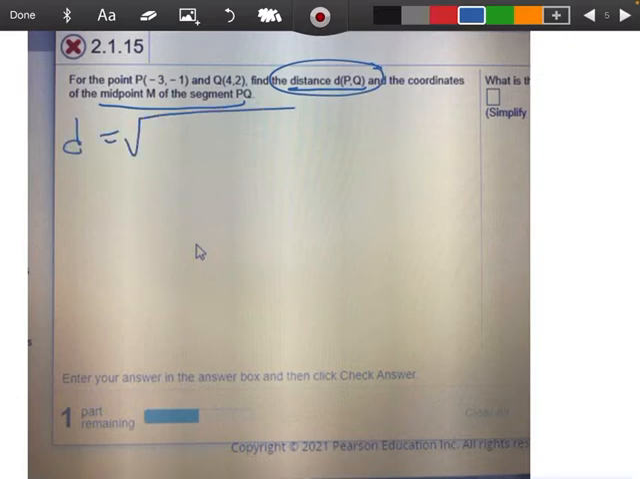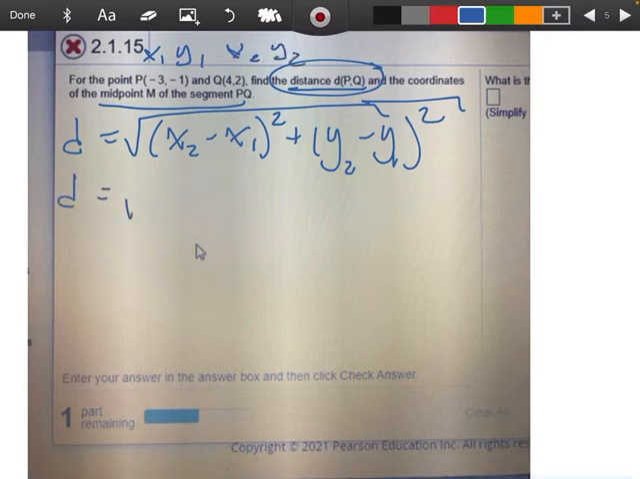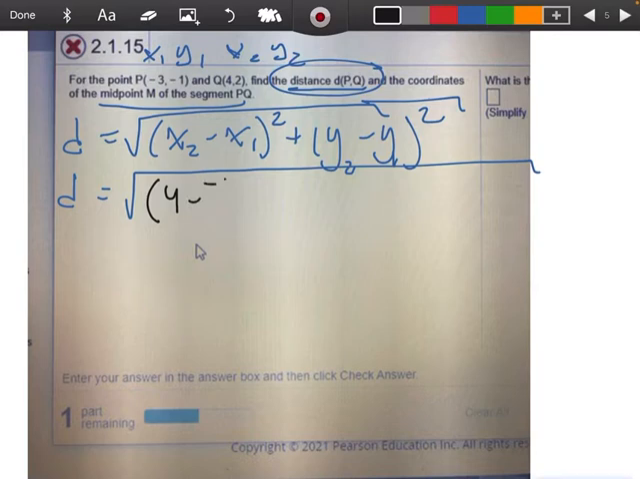So my distance formula looks like this: the square root of (x2 minus x1) squared plus (y2 minus y1) squared. Okay, so first thing I'm going to do, this is my x1 and my y1 because it's my first point, and that's my x2 and my y2 because that's my second point. So first I'm going to do some substituting here. So x2 is the number 4 minus -3, squared, plus y2 is the number 2 minus -1, squared.